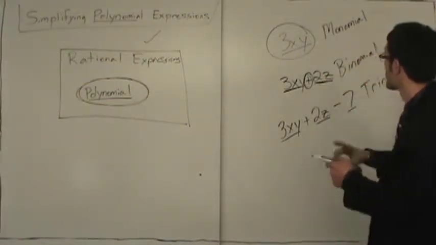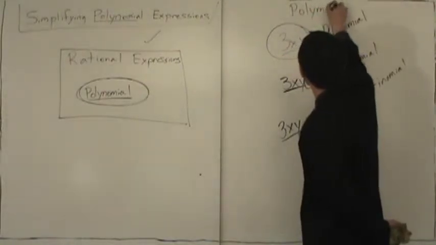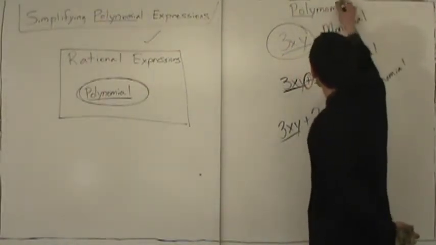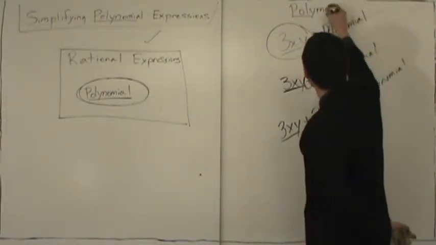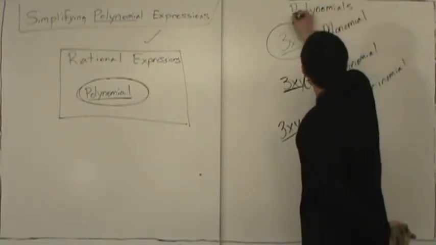Monomial, binomial, trinomial. All of these are called what? All of these are called polynomials. Poly means many. Okay, many terms if you want to think of it this way. Polynomials. So all of these are polynomials.